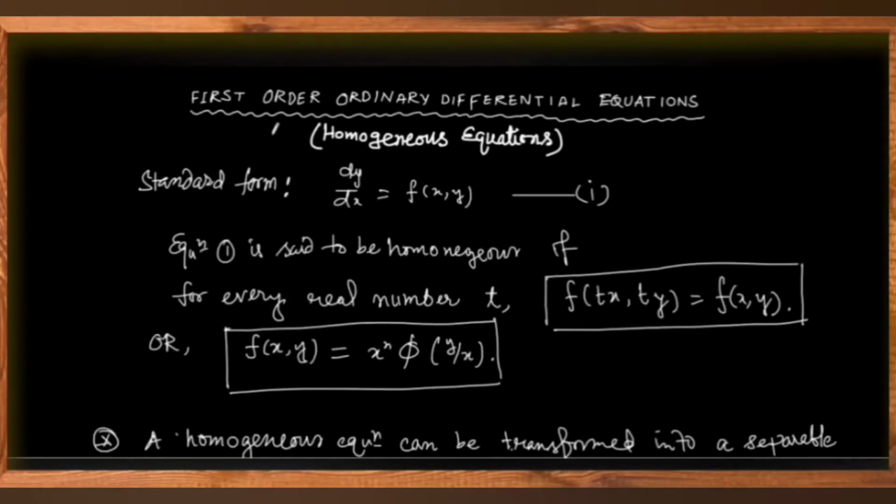In this video we are going to discuss the homogeneous equation. The standard form of a first order ordinary differential equation looks like dy/dx equals f(x, y). Equation 1 is said to be homogeneous if for every real number t, f(tx, ty) equals f(x, y), or f(x, y) can be written as x to the power n times phi of y upon x.